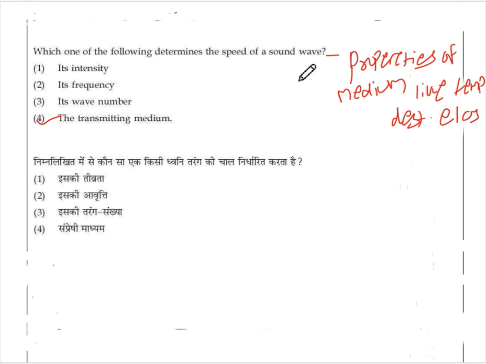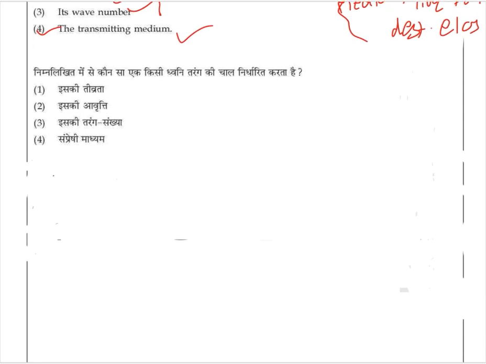Factors like intensity, frequency, wave number are generally not changed. These are constant for a sound wave. So we can say that the speed of the sound wave is determined by the properties of the medium through which it is traveling. So according to me, option D is the correct answer. So let us move to the next question.